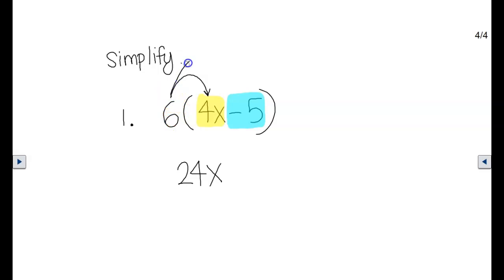Then I'm going to do 6 times the second member of my group. 6 times negative 5 is negative 30. So I write minus 30 on my paper. So I have distributed. It was necessary and I have done it.